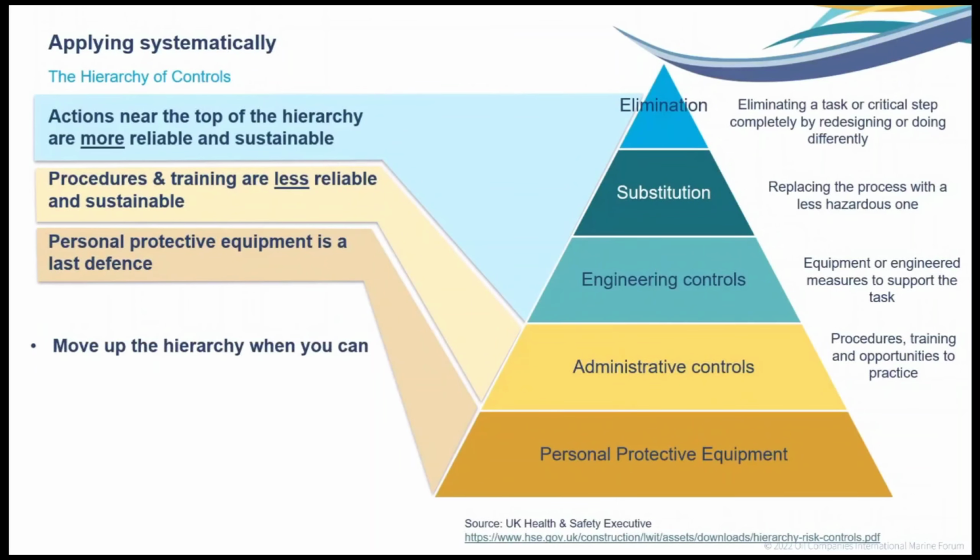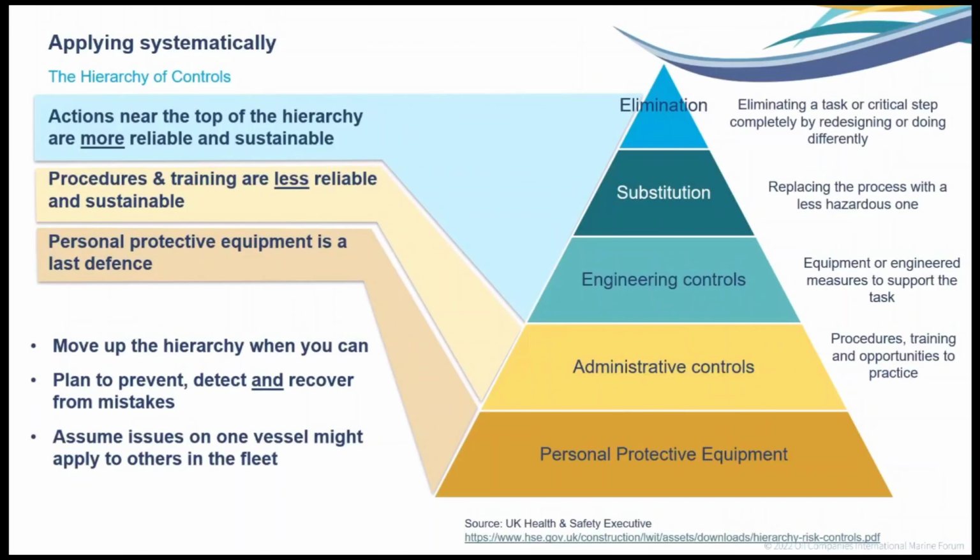If we can move towards the top of the hierarchy, we can get more reliable controls. Can we eliminate or engineer out potential problems and error traps? Can we provide controls to prevent, detect, and recover from mistakes? Also, it helps to remember that an issue discovered on one vessel is likely to exist on other vessels. So consider applying action across the fleet.